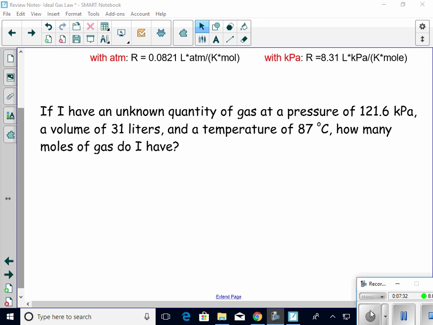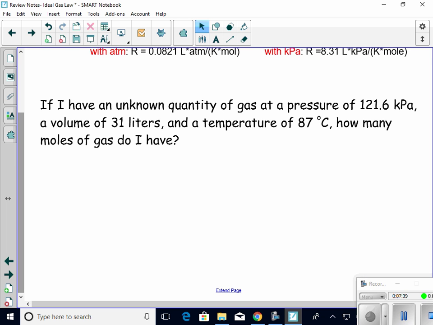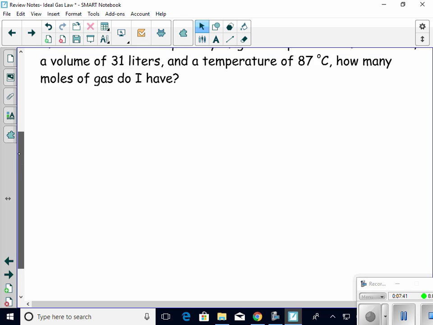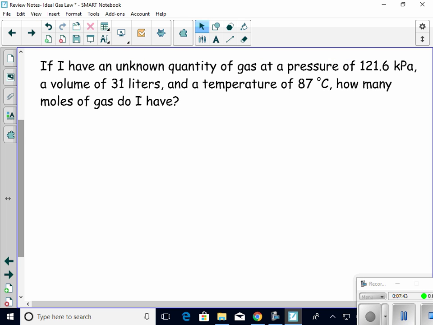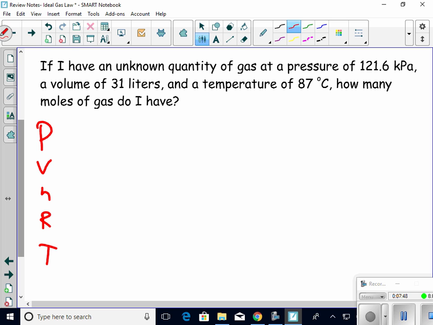Once again, I just use my setup. I write everything down. I write it down. P, V, N, R, T. I need to have 4 out of these 5. Okay? I have a P, 121.6 kPa. Now, you can see that we're dealing with the other pressure value.